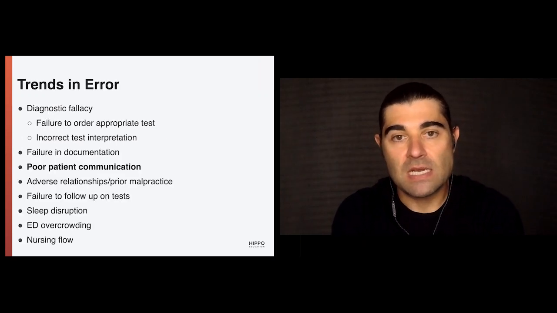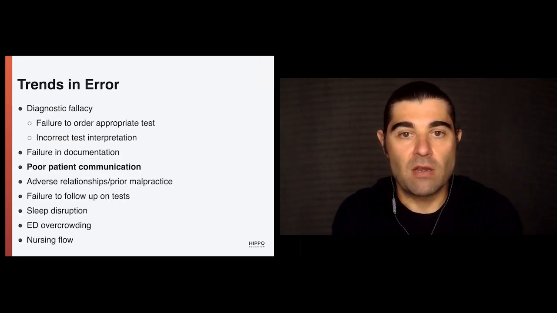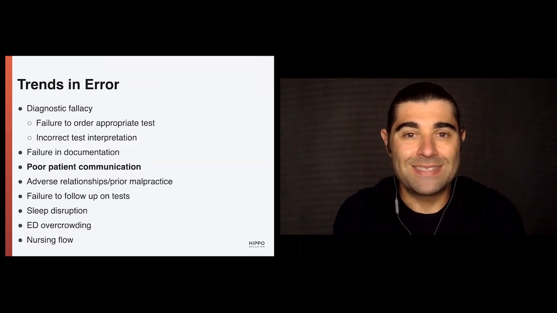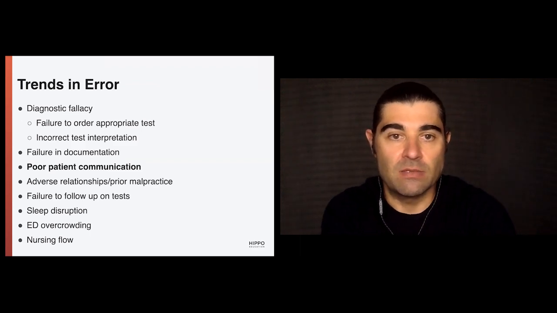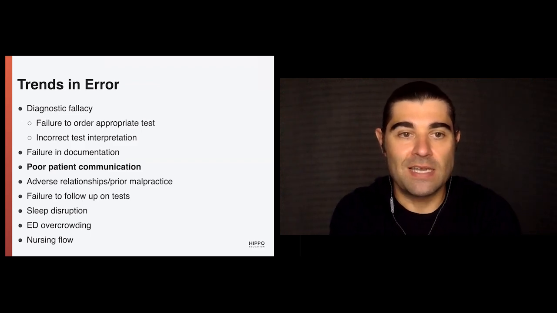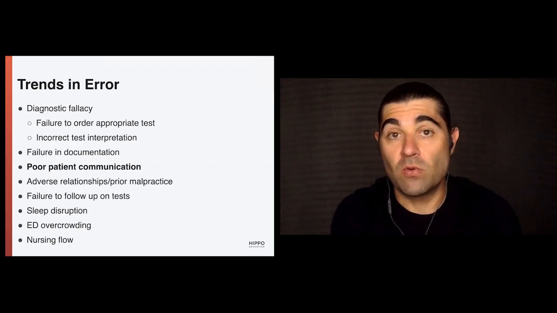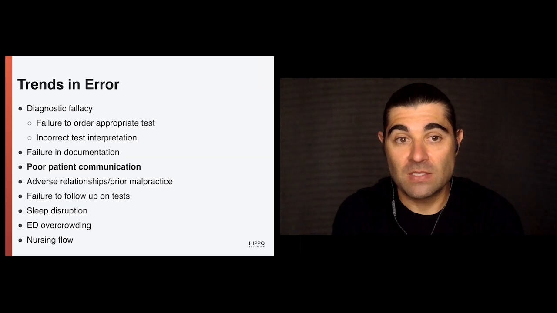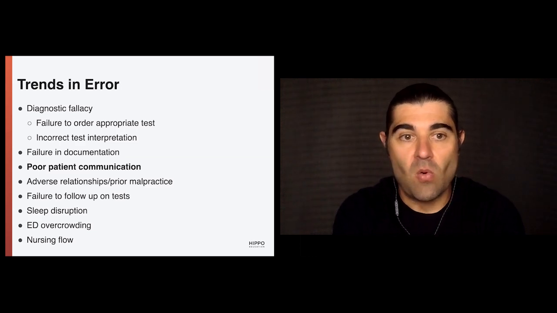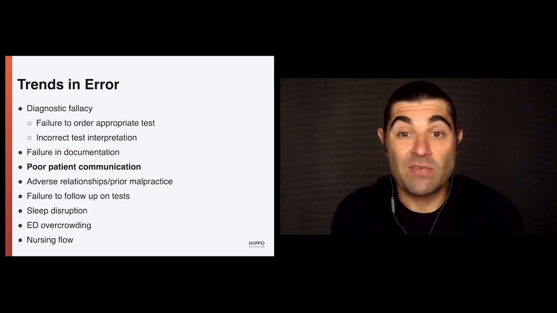Now, the second thing they talk about in this review article is preventable errors that consistently are associated with litigation. And the first one they talk about is diagnostic fallacy. And this can occur in one of two ways. Either we don't order the right test because we're not thinking about something, or we interpret the test incorrectly. And this can happen in about 37% of cases.